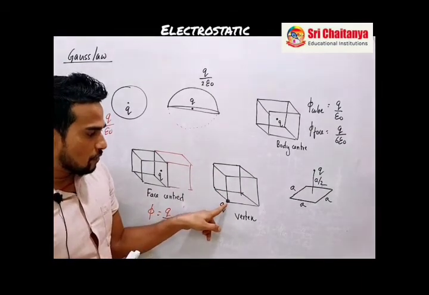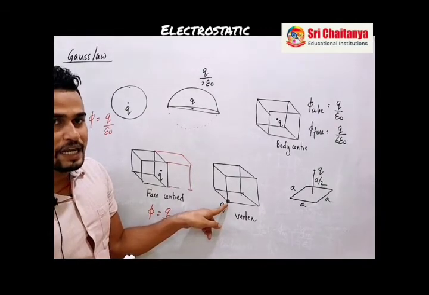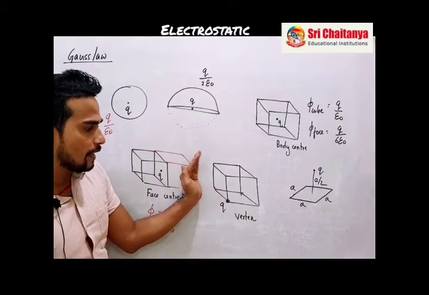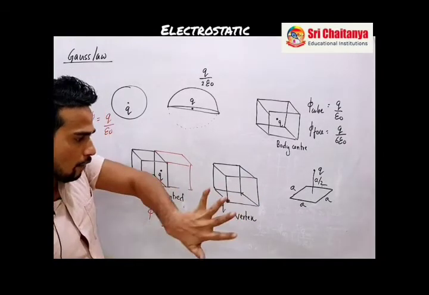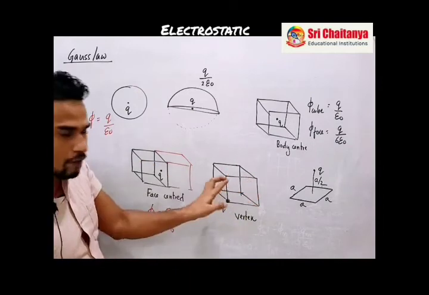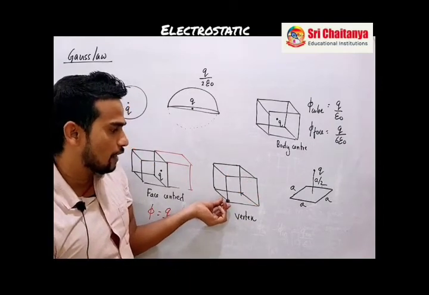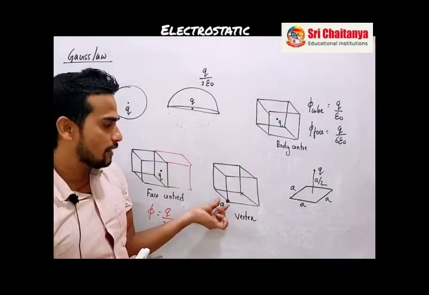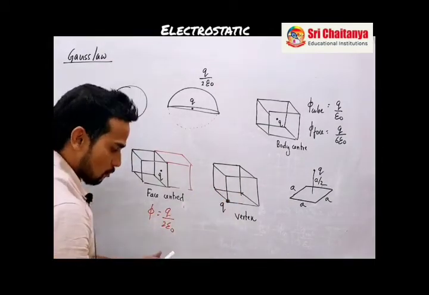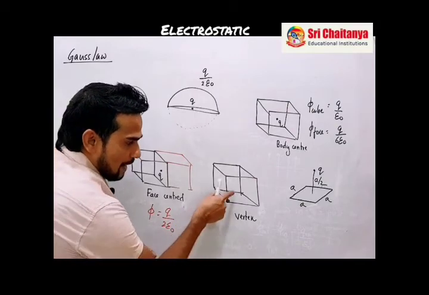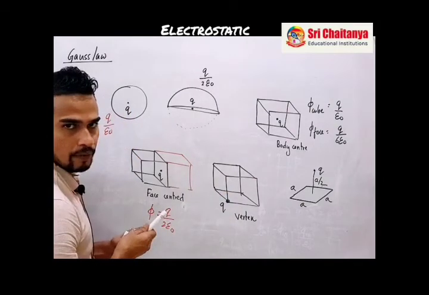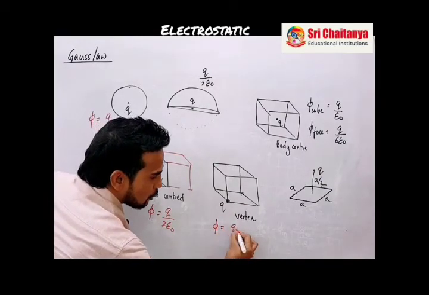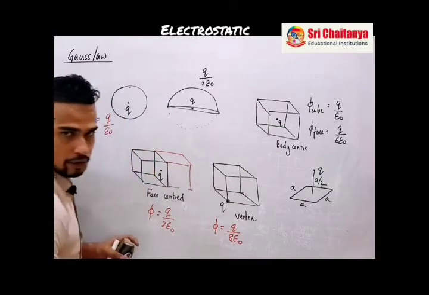In order to enclose this charge completely, you will need 8 cubes. One cube like this, one cube from this side, one cube here, and 4 cubes from the top. You have studied in chemistry also, if any sphere is there, its contribution will be only 1/8. If a molecule is there, then contribution will be only 1/8. So only q by 8 will lie inside this cube. So flux will also become 1/8, that is phi will be q upon 8 epsilon naught.